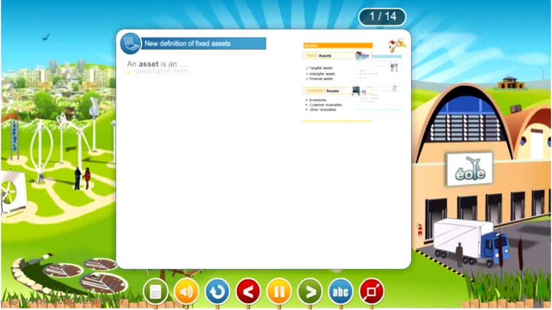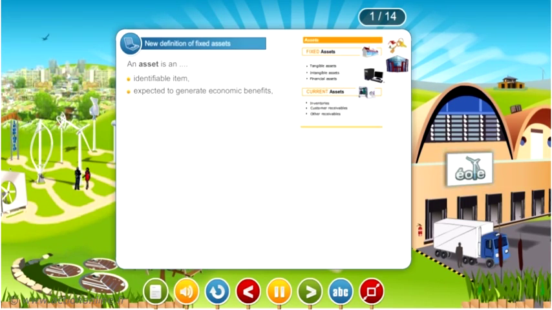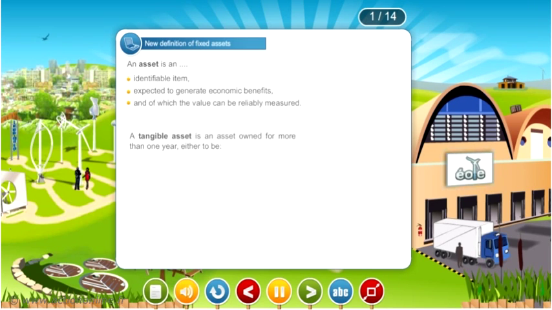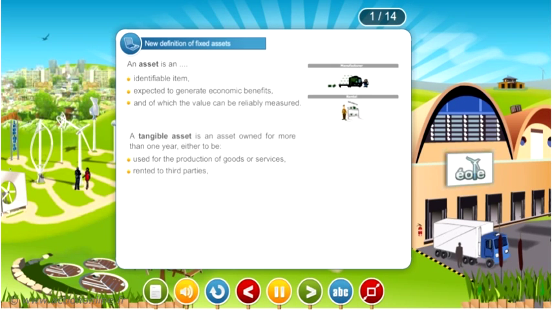An asset is an identifiable item expected to generate economic benefits and of which the value can be reliably measured. Tangible assets are one of the most important items of the assets of a company. A tangible asset is an asset owned for more than 1 year, either to be used for the production of goods or services, or to be rented to third parties, or to be owned for administrative purposes.